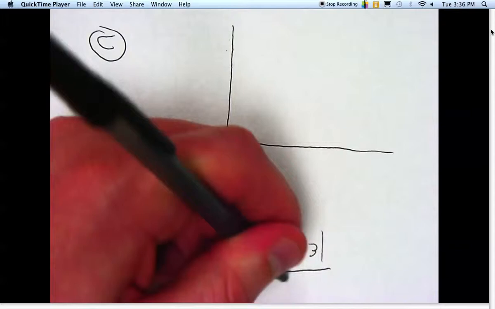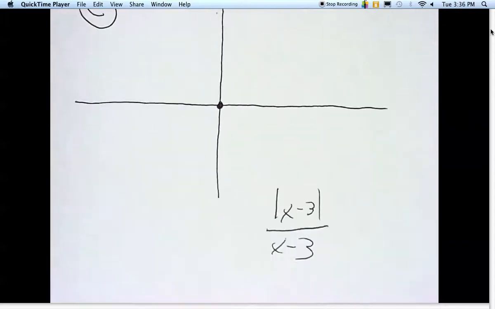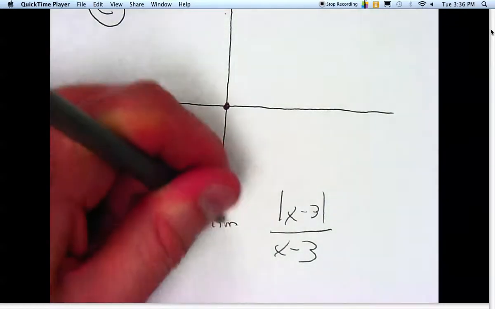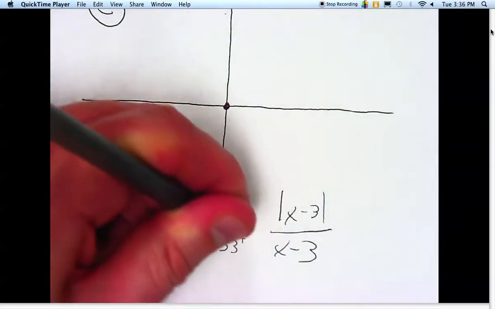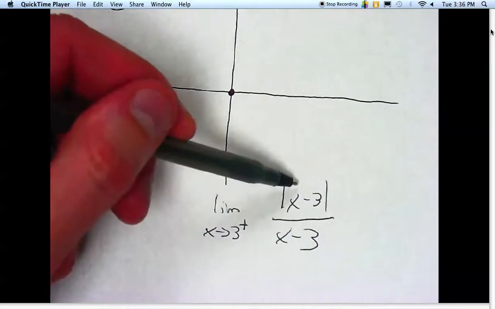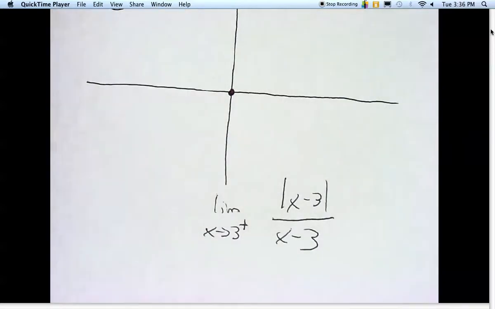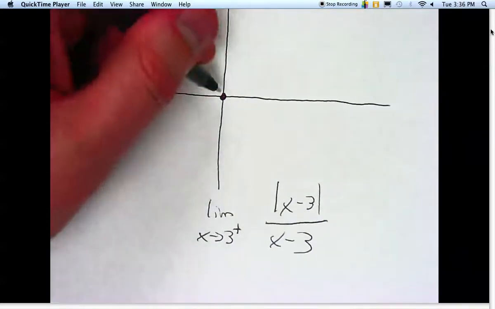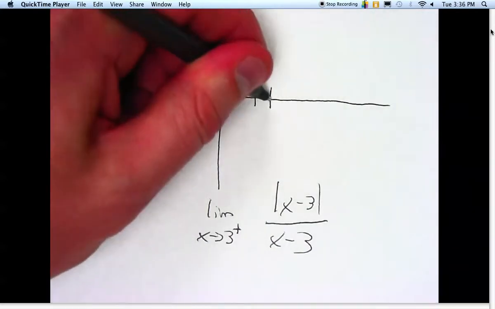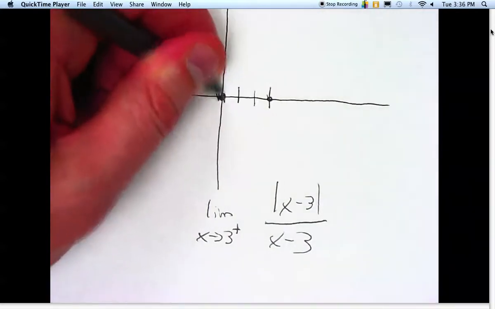The hint on the absolute value problems is to think about the two one-sided limits separately. So I'm first going to think about what happens when I approach 3 from the right. So x is a little bit bigger than 3. Oh, sorry, I just realized I put this dot in the wrong place, so sorry if that was confusing. The dot was at 3, 0, so ignore this here.